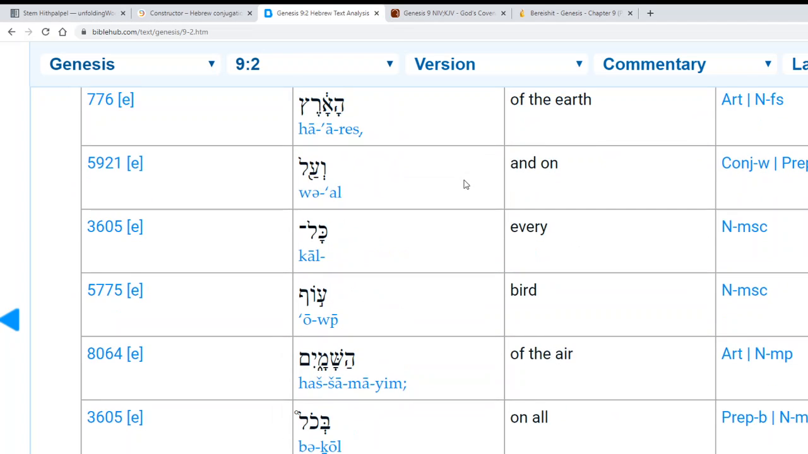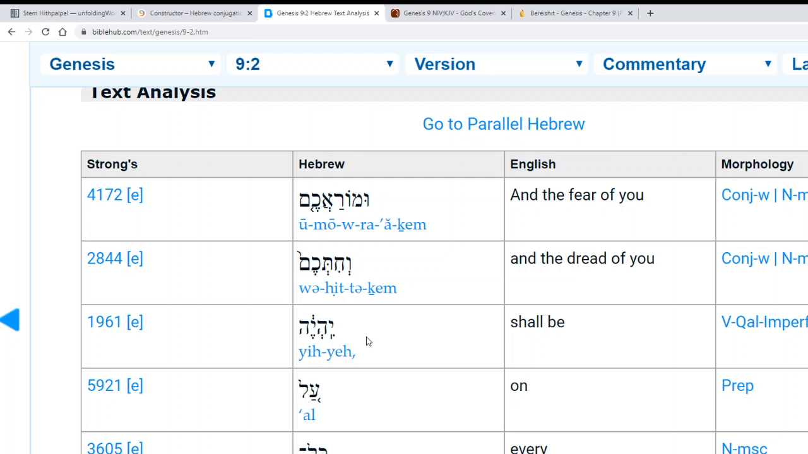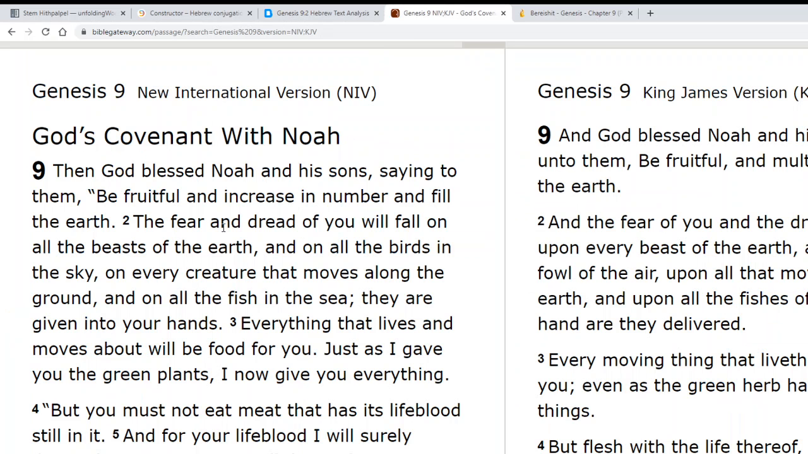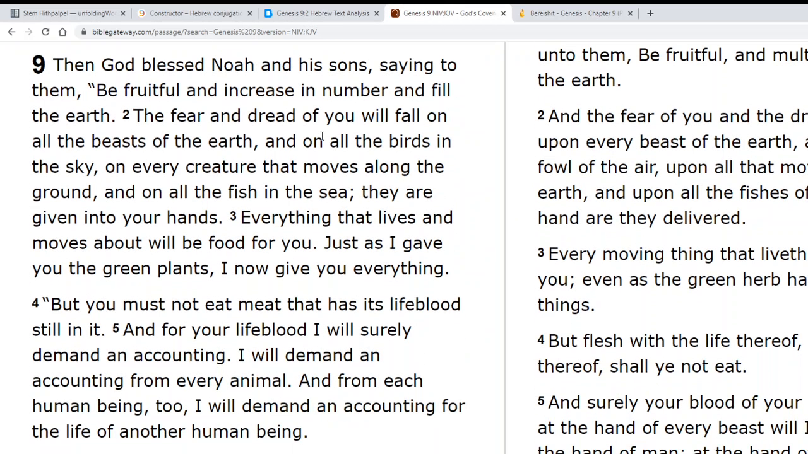Let's look at the Hebrew one more time. Yihyeh, shall be, and they're saying will fall. I'm not a huge fan of that. And on all the birds in the sky. Okay, I would probably translate in the heavens, but okay. On every creature that moves along the ground. Okay. And on all the fish in the sea. I would have probably done fishes the way King James does. They are given into your hands. Yeah, I prefer given to delivered.